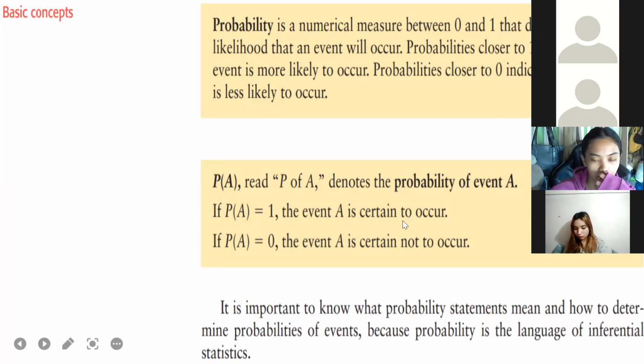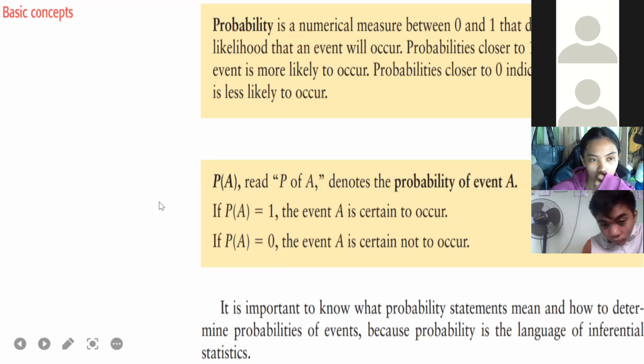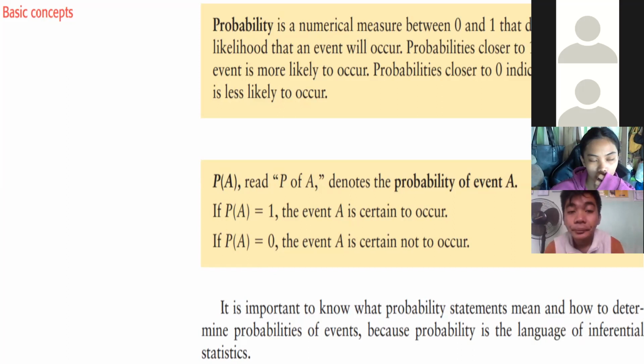Okay? And of course, if the probability of the given event, or the probability of A, is equal to 1, the event A is certain to occur. So this means that it is a sure event if the probability of the given event is equal to 1. Okay? If we have a probability of A equal to 0, the event A is certain not to occur. Okay? So this is an impossible event. So it is important to know what probability statements mean and how to determine probabilities of events, because probability is the language of inferential statistics.